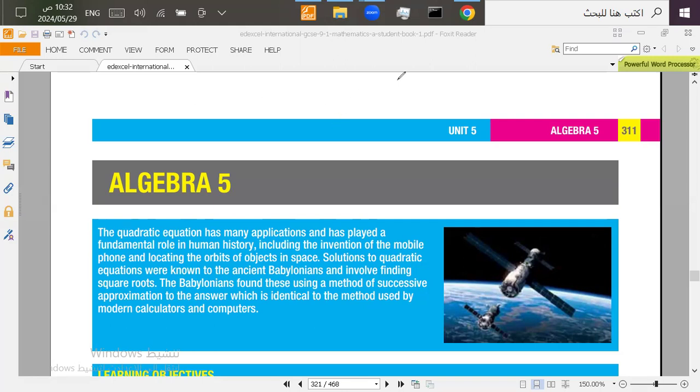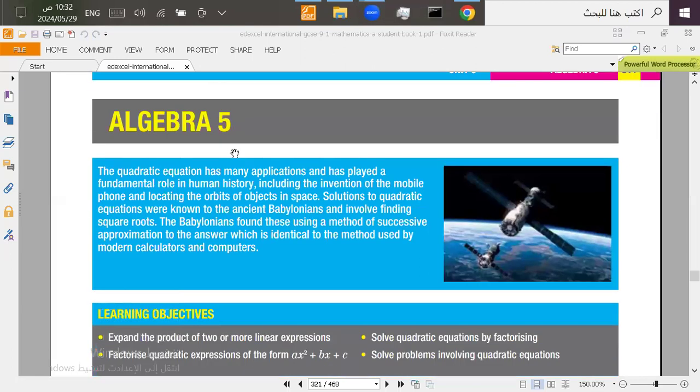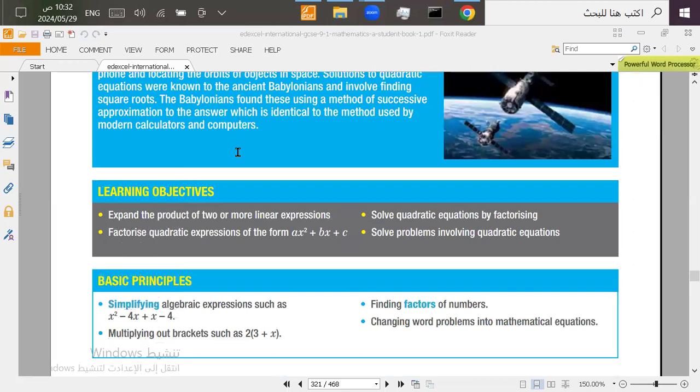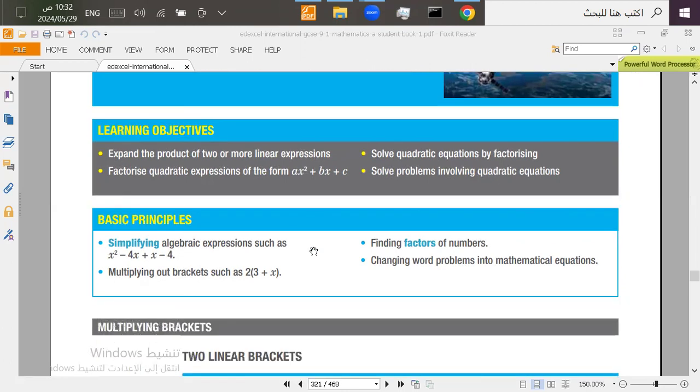In this video, we're going to talk about Algebra 5. Now, let's take a look at the questions. In Algebra 5, we're going to talk about expanding two or more linear expressions and factorizing quadratic expressions when we have an expression like that, and then solving quadratic equations by factorizing and solving problems involving quadratic equations.